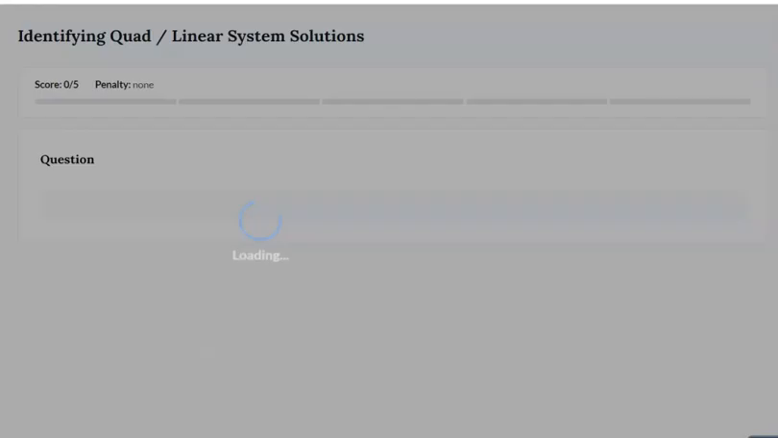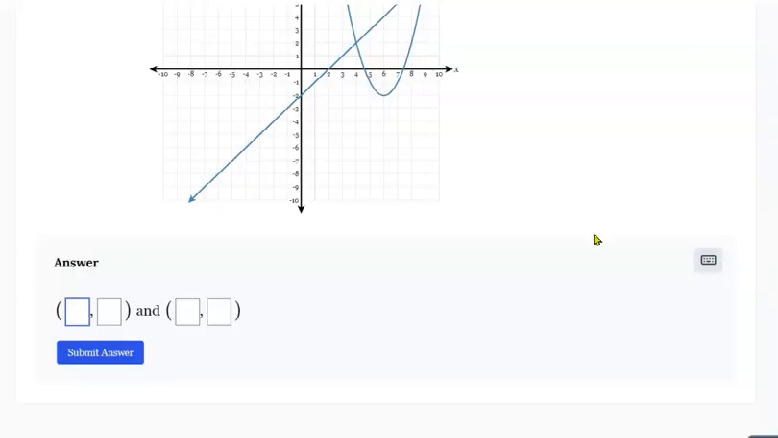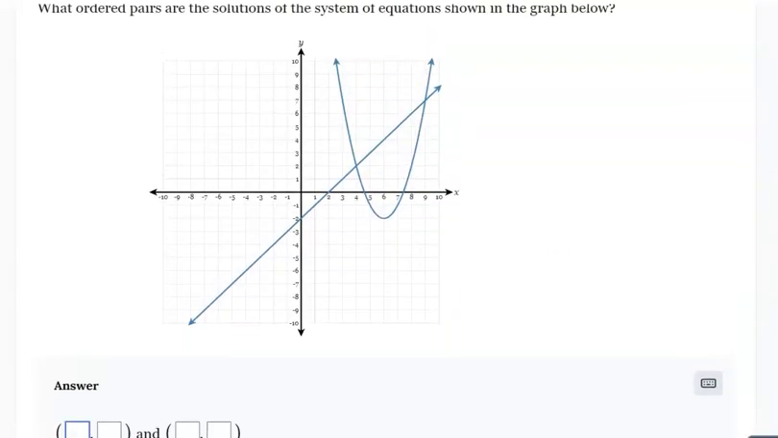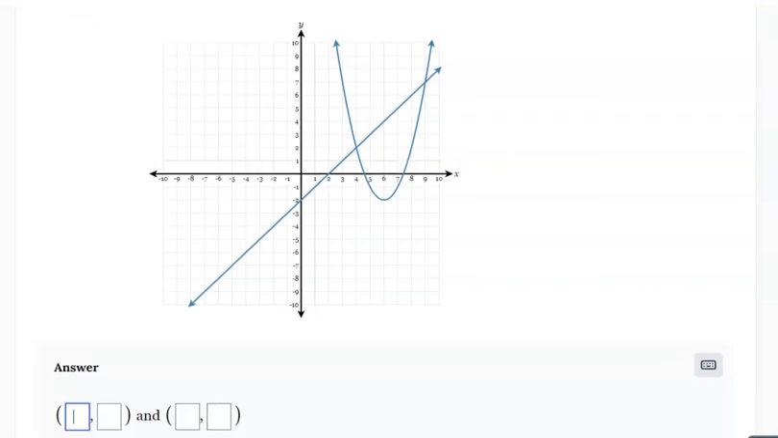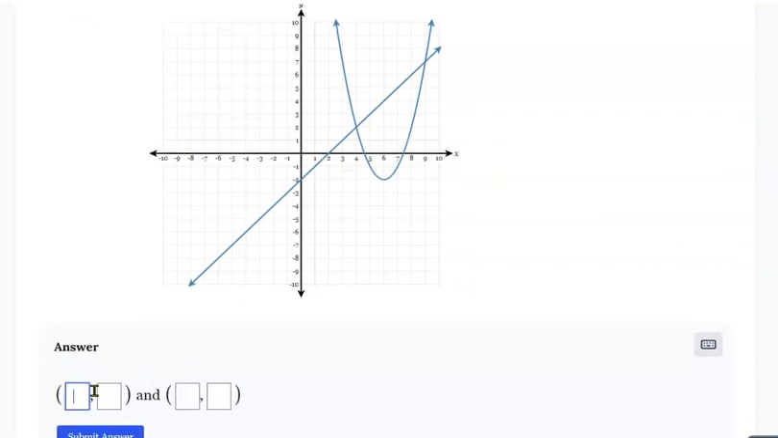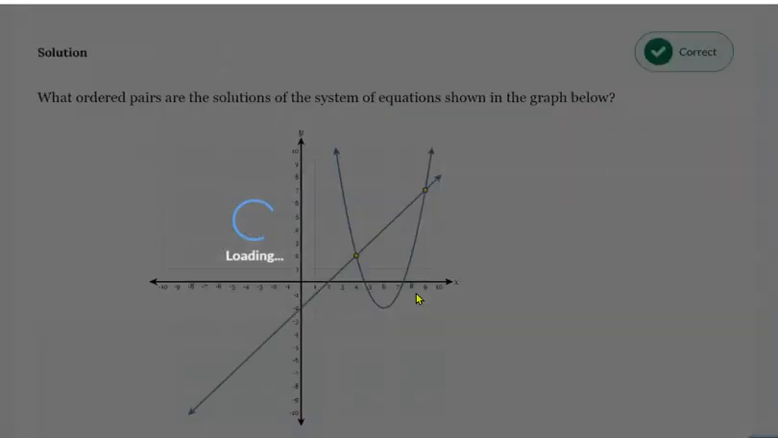Last section, identifying the solutions from a quadratic linear system. So I can see that my parabola and my linear function intersect 2 times, and they intersect at the following coordinate points: 4, 2, and 9, 7. Type it in and click submit.